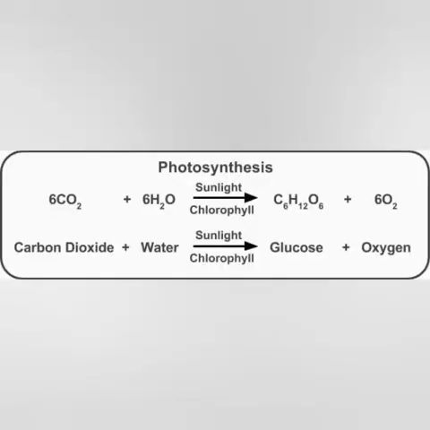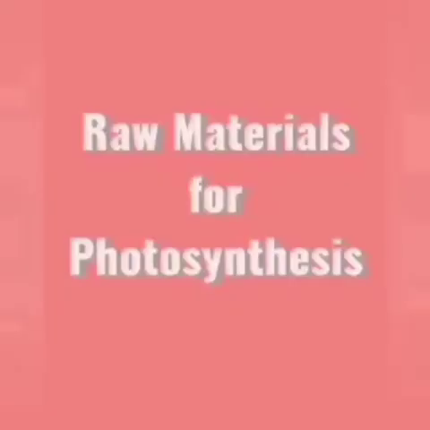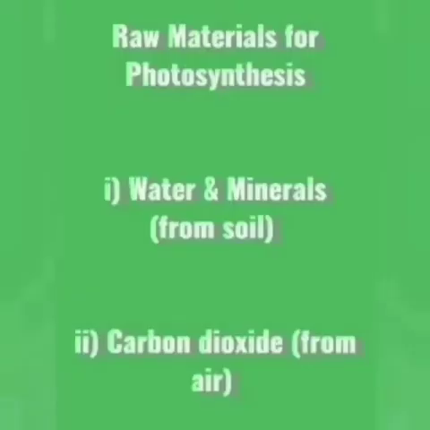In photosynthesis, 6 molecules of carbon dioxide combine with 6 molecules of water in the presence of sunlight and chlorophyll to give 1 molecule of glucose and 6 molecules of oxygen. Raw materials for photosynthesis: first, water and minerals from soil; second, carbon dioxide from air. Water and minerals.